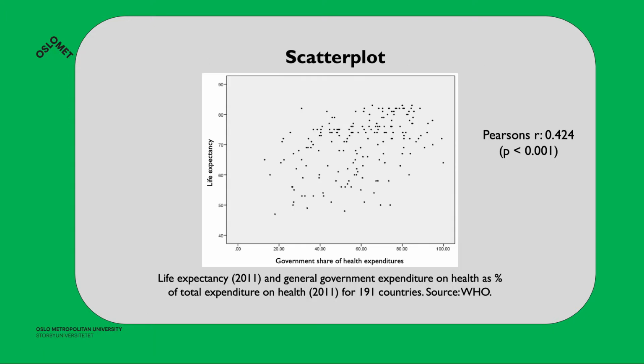Let's look at the correlation between life expectancy and general government expenditures on health as percentages of total expenditures on health for countries. And as we can see, there is a somewhat positive correlation. Pearson's R is 0.42, and it's significant. So in countries where the government share of health expenditures is higher, there's also a tendency to be a higher life expectancy. So there's a positive correlation.